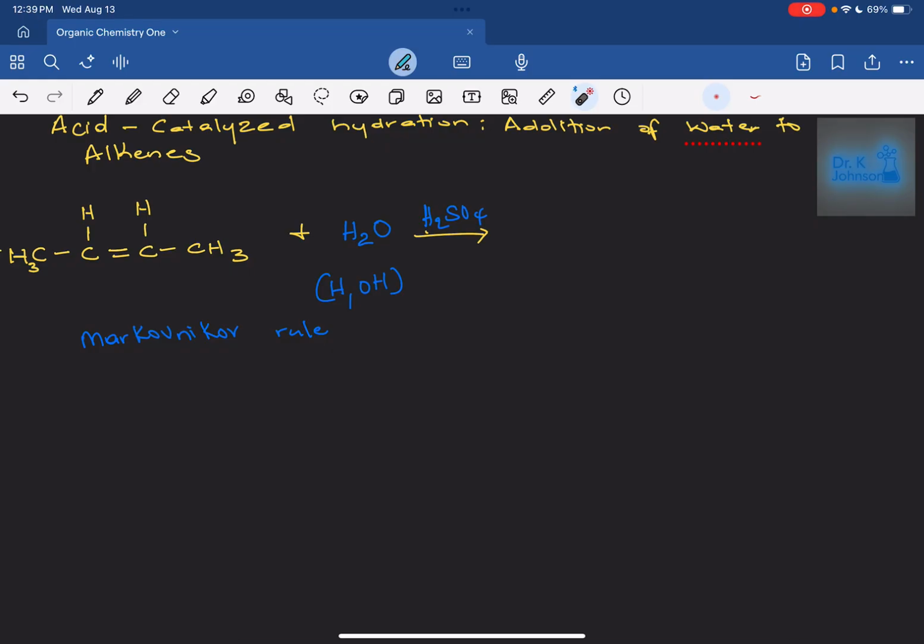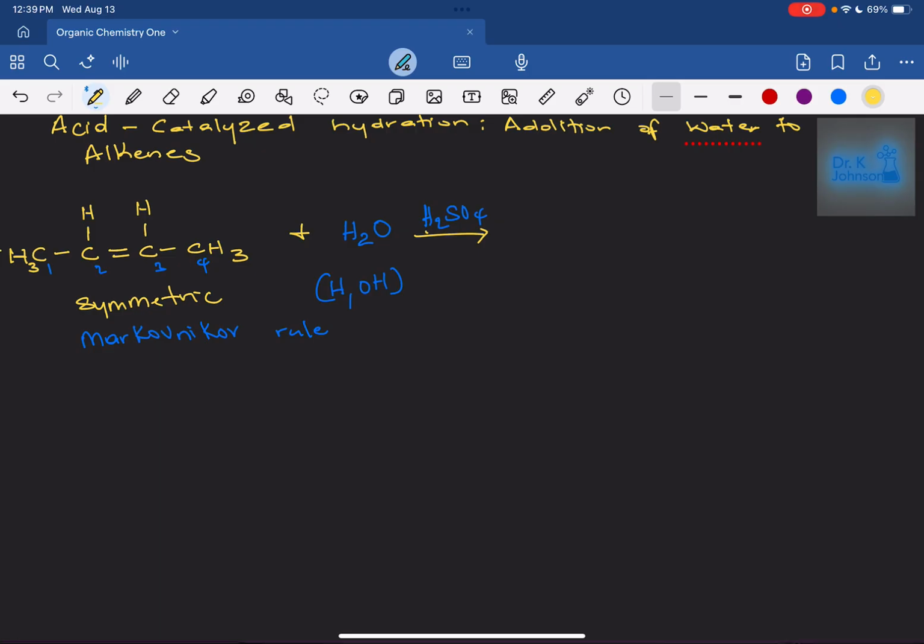Now, the reaction follows Markovnikov rule, which states that the hydrogen will add to the carbon of the carbon-carbon double bond with the most hydrogen. But look at the alkene in question. Let's number these carbons: 1, 2, 3, 4. Carbon number 2 has only one hydrogen. Carbon 3 only has one hydrogen. Looking at the overall alkene, it is a symmetric alkene, so we do not need to worry about Mr. Markovnikov.